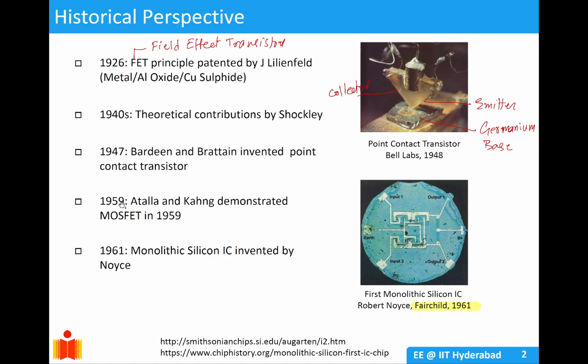Then in 1959, Atalla and Kahng demonstrated the MOSFET, and then in 1961, the first monolithic silicon IC was invented by Noyce. This is the first monolithic IC by Robert Noyce, who was employed in Fairchild in 1961. So Fairchild later on renamed itself as Intel.